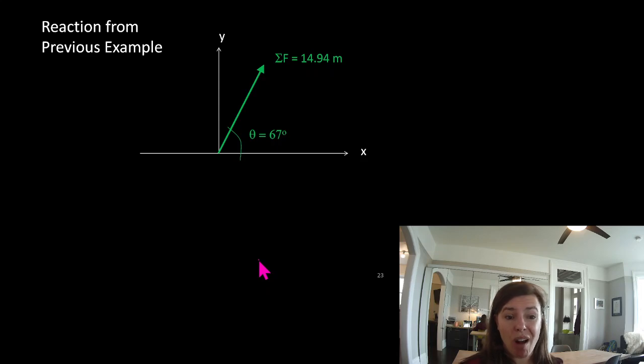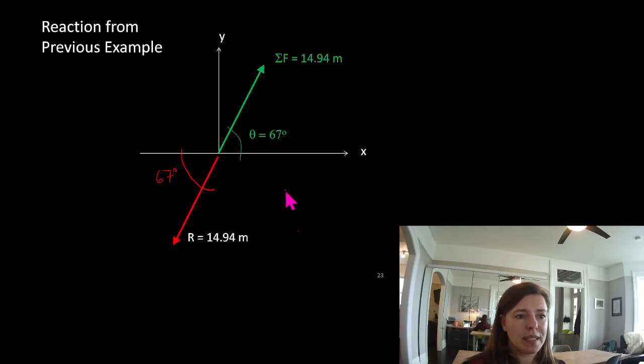So our object that we looked at before, or those three forces we had acting at this point right here, the sum of all of our forces was 14.94 meters, and we knew its direction. Well, our equal and opposite reaction is going to be 14.94 because it's equal and in the opposite direction. So this is what we need to stop this object from flying off in that direction.